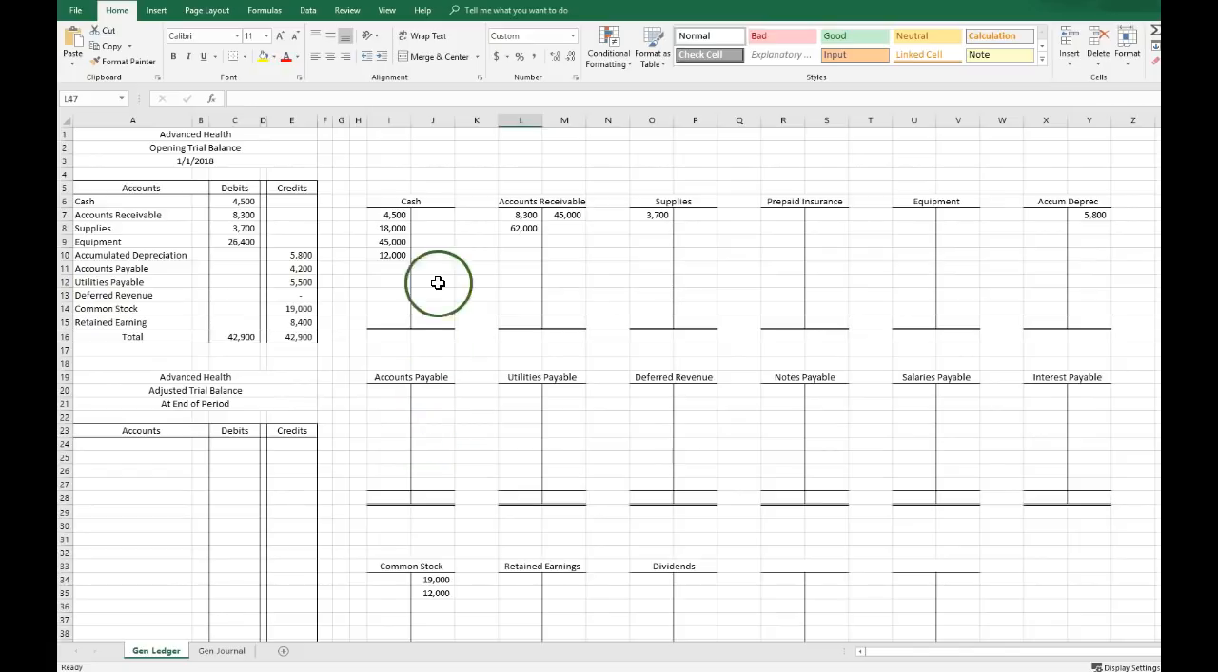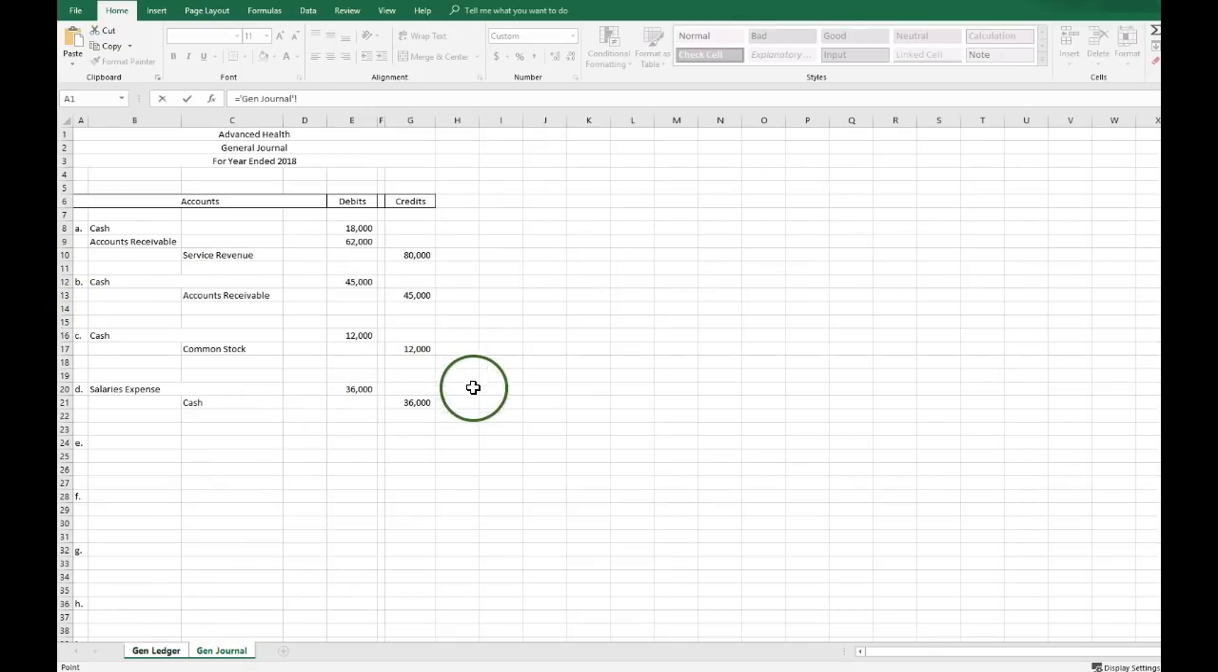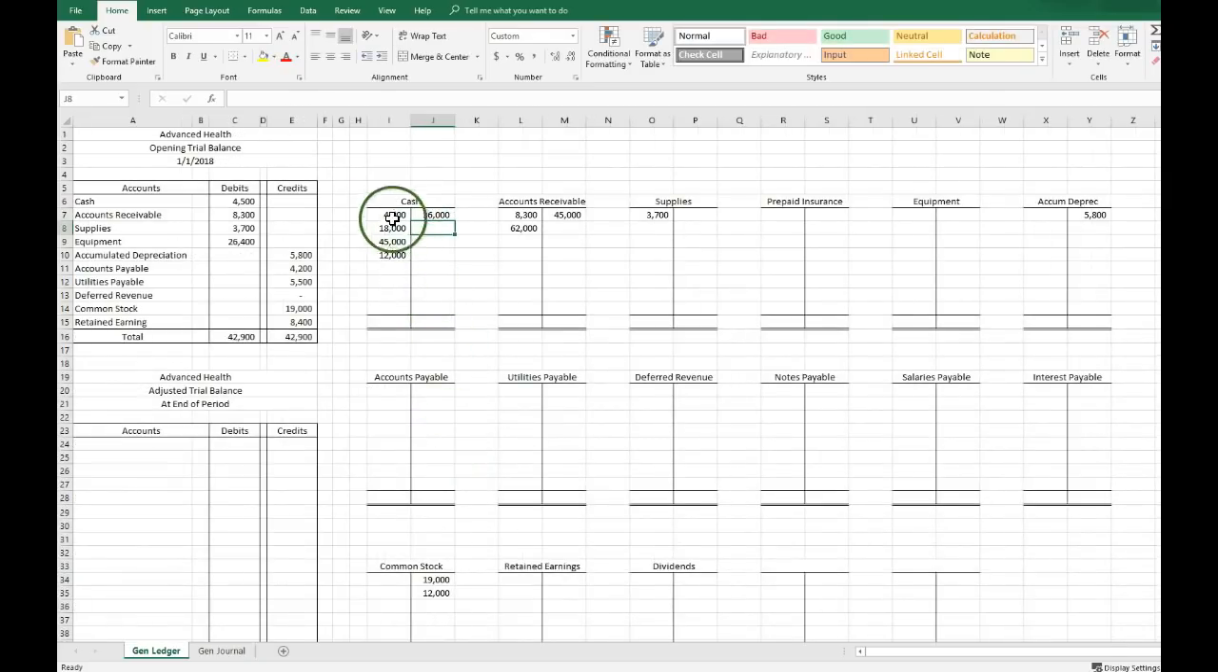Now we're ready for the credit to cash, and you don't have to start down here. This is the first credit to cash. You can go ahead and start up here. So click and then hit the equal sign, click on the General Journal tab, and let's click on this credit to cash, equal. Okay. So now we have some increases in the cash account and a decrease in the cash account.